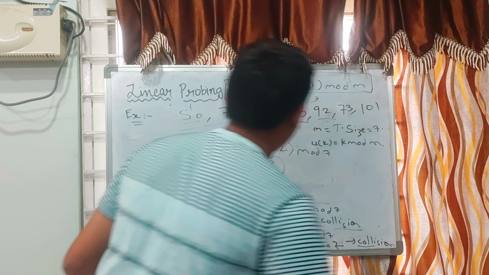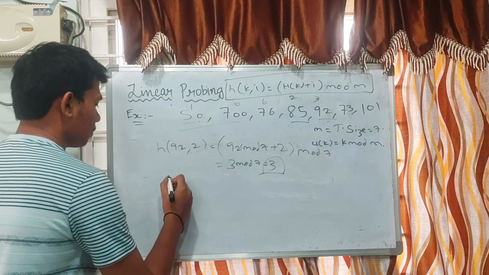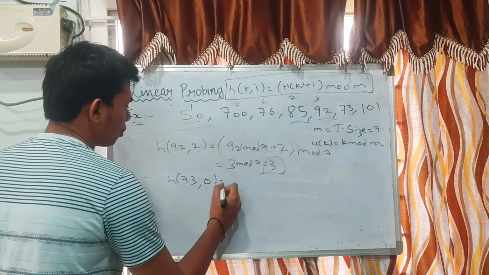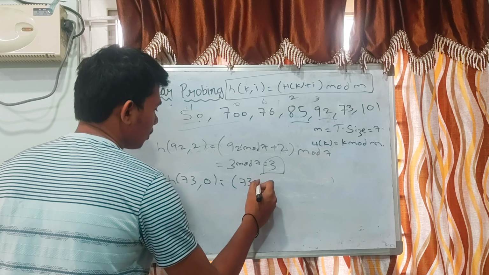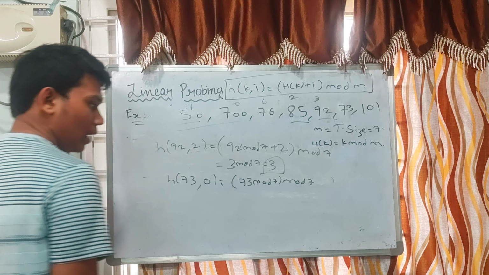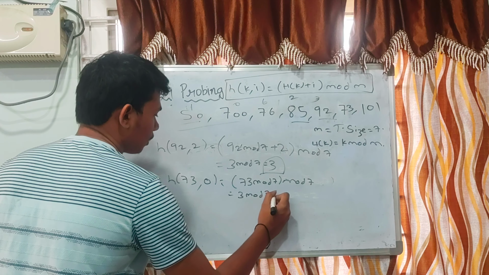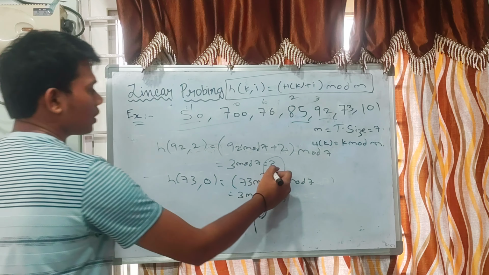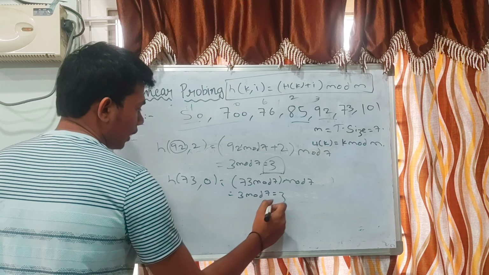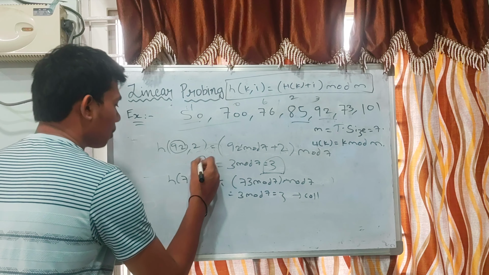Similarly, we'll insert the element 73. Inserting the element 73, again start from the 0th probe, 73 mod 7, that is 3 mod 7, which is 3. The third position is already occupied by our element 92. So here again we get a collision, and we have to increment the probe number by 1.